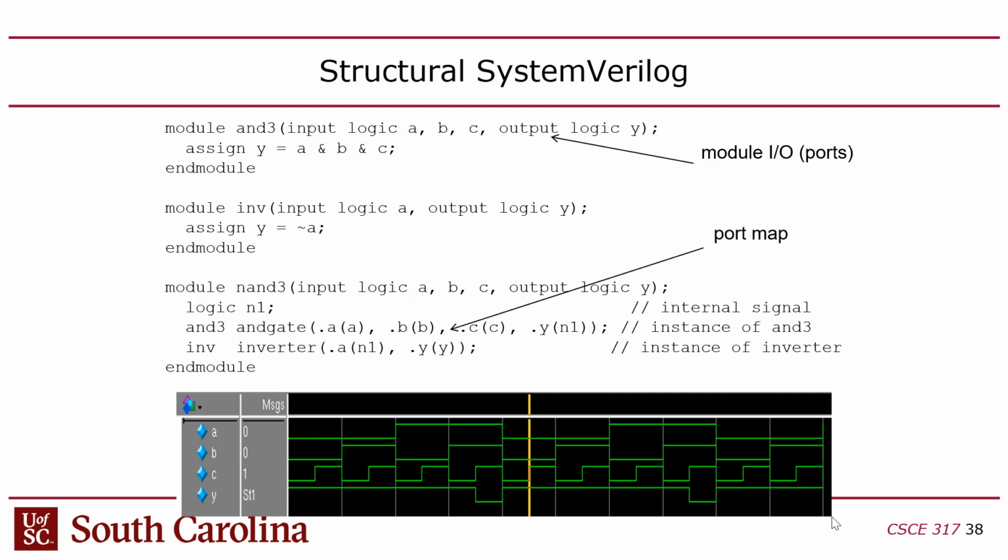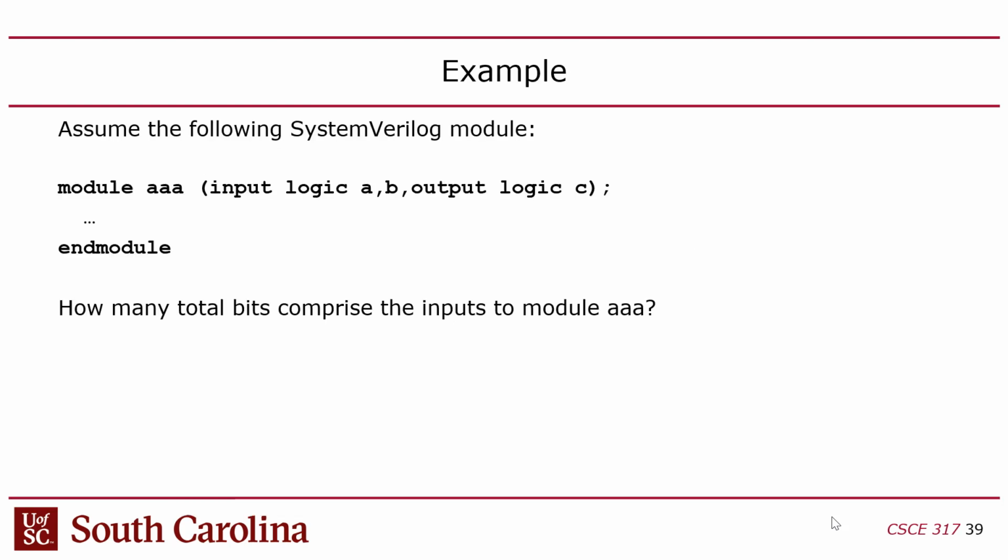Okay, any questions about that? All right, so here's an example question. I think I already asked one like this on the previous quiz, but how many total bits? Well, not really. I actually phrased this a little differently. On the quiz, I asked how many inputs and outputs are there, right? There's 2 inputs, 1 output, right? A, B, and C. But this question says how many total bits comprise the inputs? And it just says inputs, right? So how many bits are the inputs?